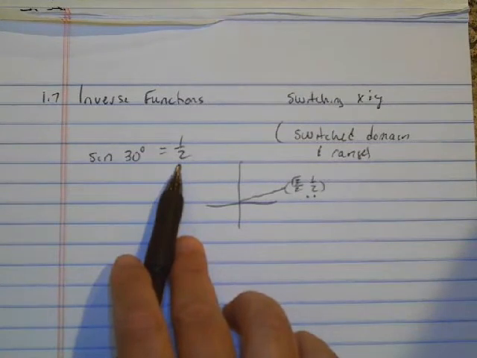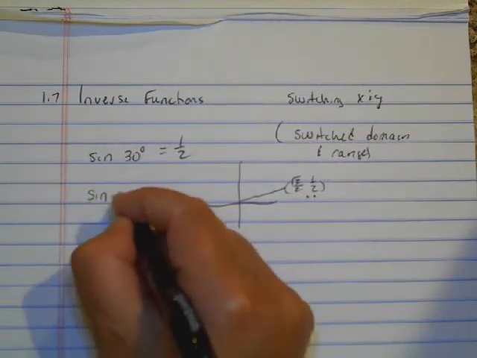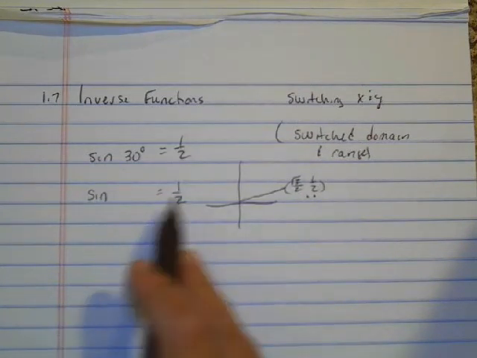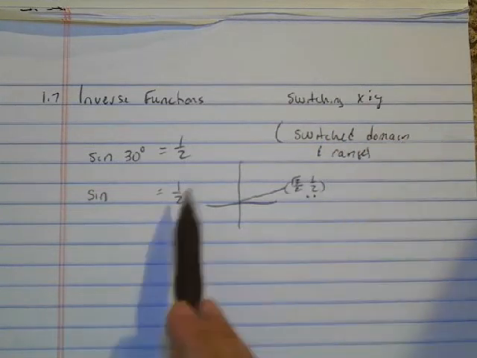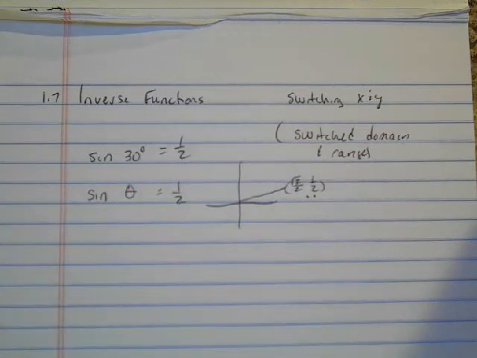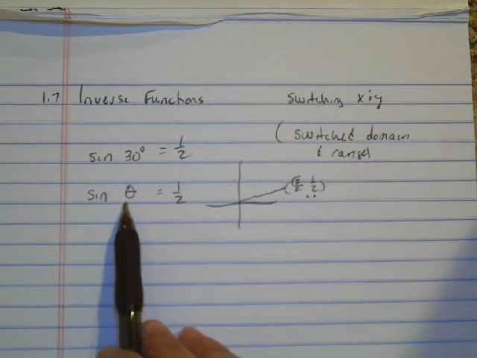In this particular section, we're going to be given the 1/2 part. So normally we're given the domain and we find the range. Now we're going to be given the range and we have to go backwards and find the domain. So you'll see a problem like that says sine of theta equals 1/2.